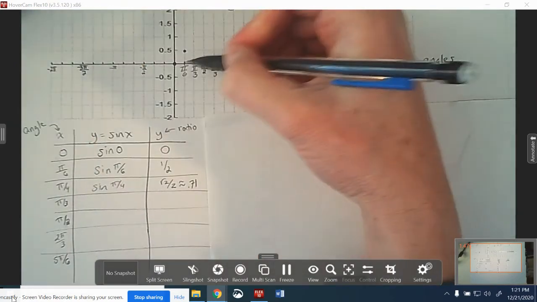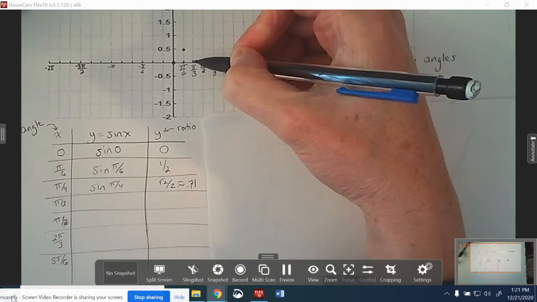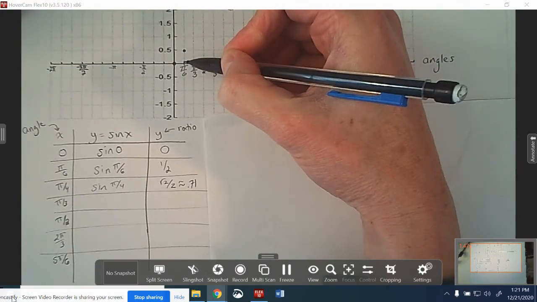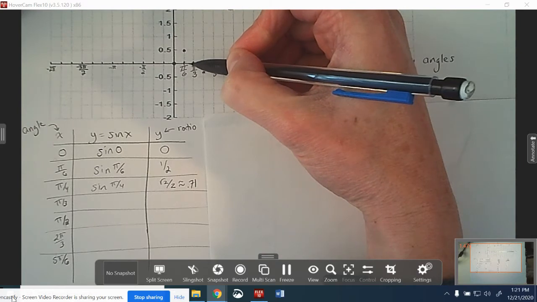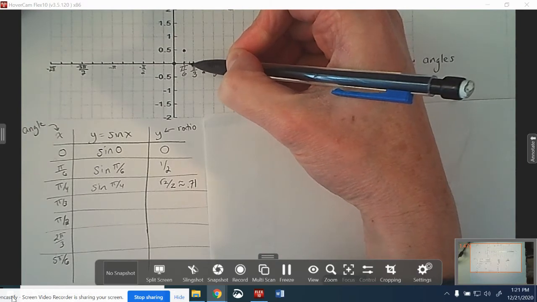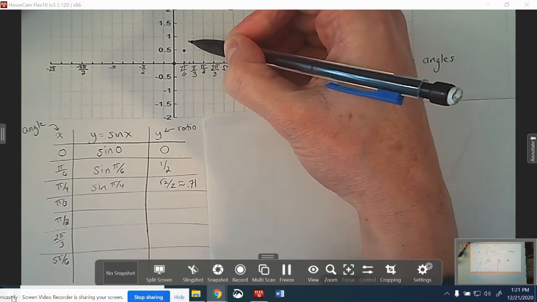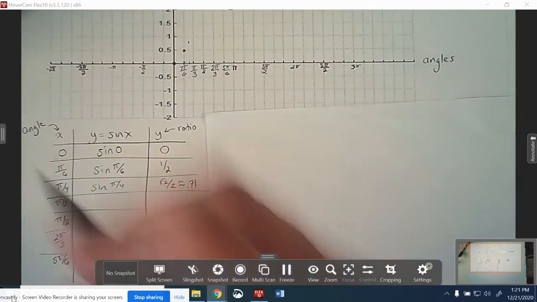Oh, pi over 4 is not listed. But if you look on your unit circle, guys, you know that pi over 4 is right halfway in between pi over 6 and pi over 3. So pi over 4 would be here. And we get 0.71. I'm going to estimate right about there.